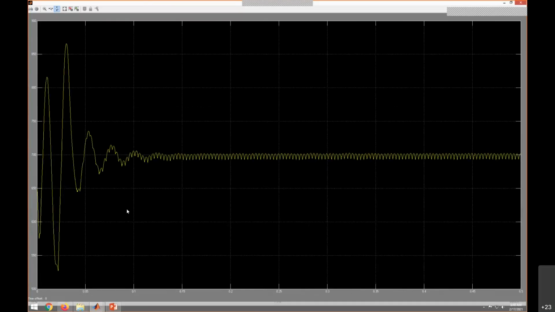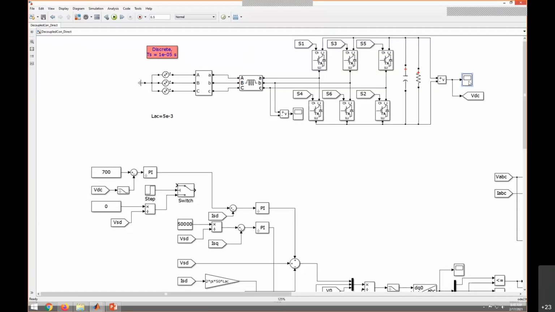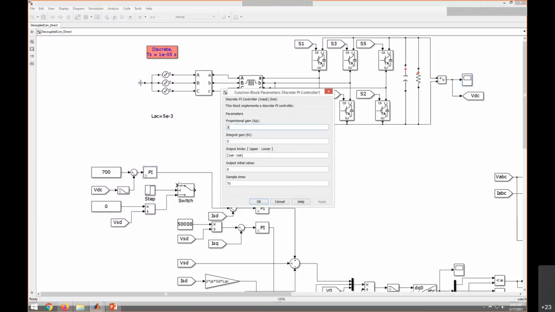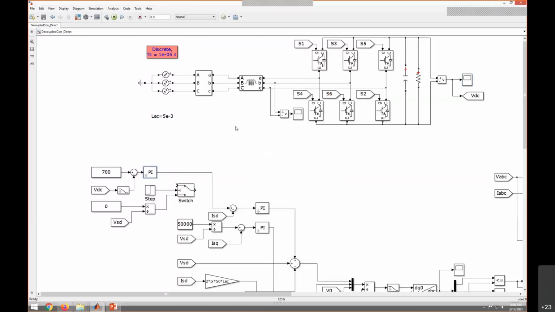See, its performance is somewhat oscillatory, right? Okay. So it is something like this, right? Some oscillations are there, and some ripple content is also there, right? So just try to increase that. First thing is increase this kp value and keep the ki the same. So just increase it to 10 and 5 and just see.